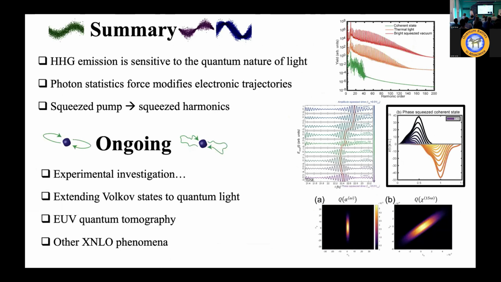Okay, so this leads me to the summary. I presented that HHG emission is sensitive to the photon statistics of the driving light, and how the photon statistics modify the electronic trajectory. This is through the effective photon statistics force, which is really due to the structure of the noise. And we also explore squeezed pump, how it leads to squeezed harmonics. And okay, this is a list of some of our ongoing projects. We work, of course, towards experimental investigation of these phenomena. And okay, there are also some other things. Thank you.